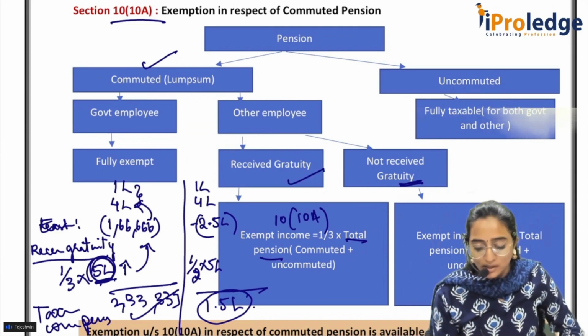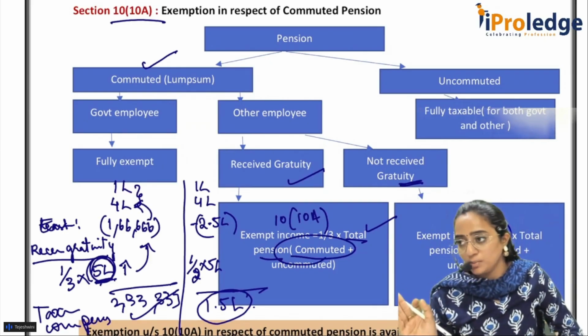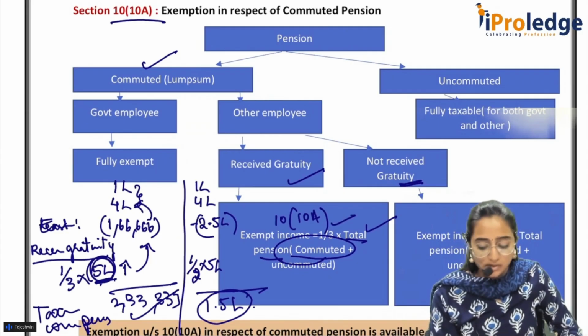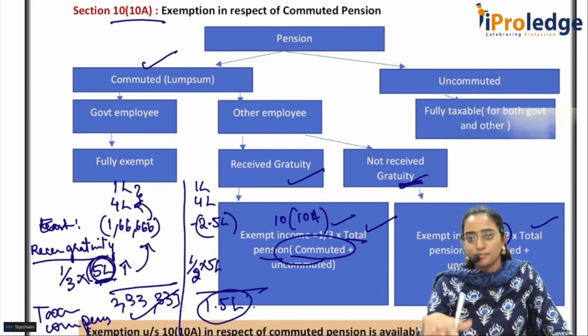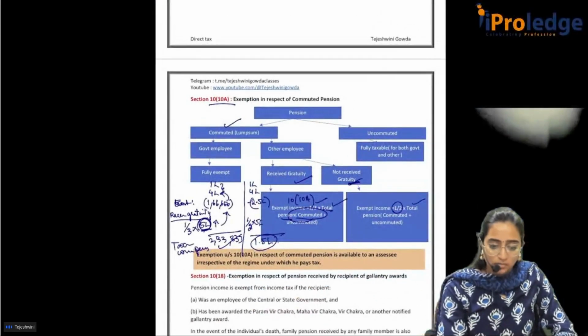Received gratuity, exempted amount is 1 by 3rd of the total pension. Many people will consider commuted only, because you're doing commuted pension, you'll consider only commuted. Wrong. Total pension you need to consider 1 by 3rd in case of received gratuity, not received gratuity 1 by 2 of the total pension. If you're able to keep these 2 points in mind, other things you will do. Clear everyone? Done?